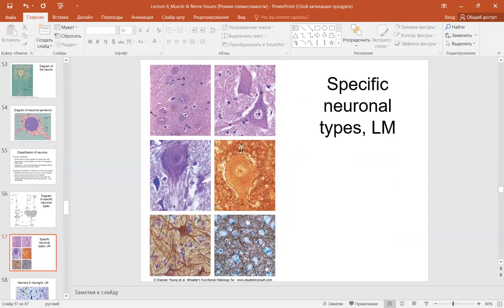Here are the specific neuronal types at light microscopic magnification. This is a multipolar neuron with Nissl substance. These are the pear-shaped cells of Purkinje, with Nissl substance in the cytoplasm, which are elements of the rough endoplasmic reticulum. This is neuropil, the conglomerate of nerve cell processes and neuroglia cells, and multipolar neurons surrounded with the neuronal fibers, which we'll discuss a little bit later.